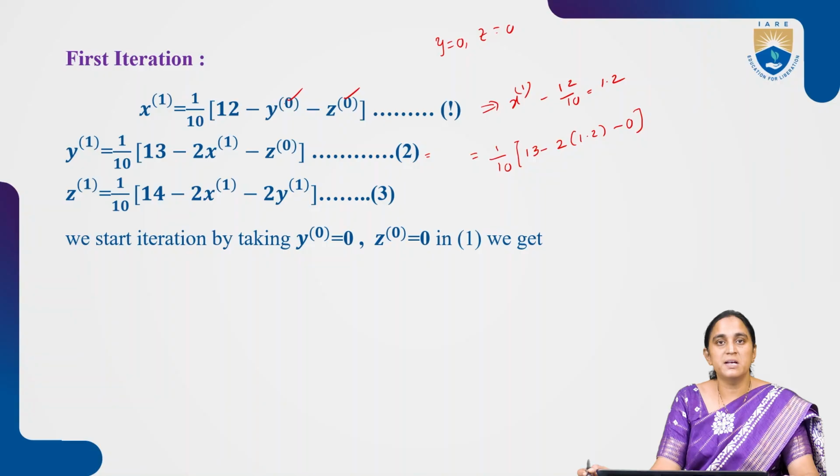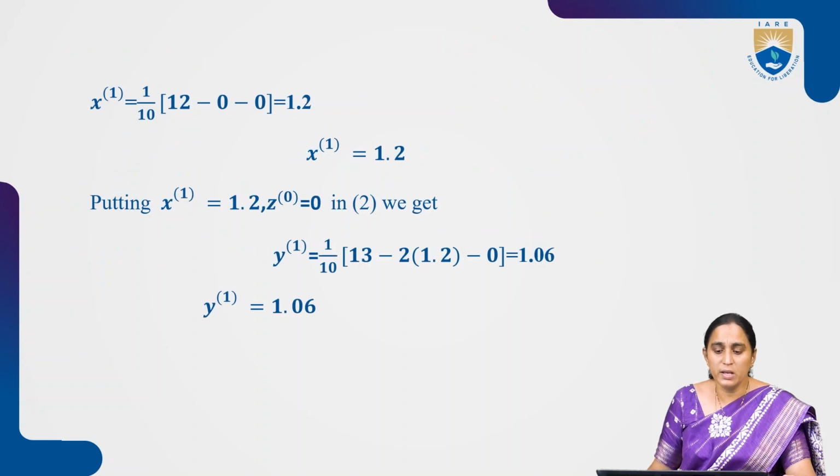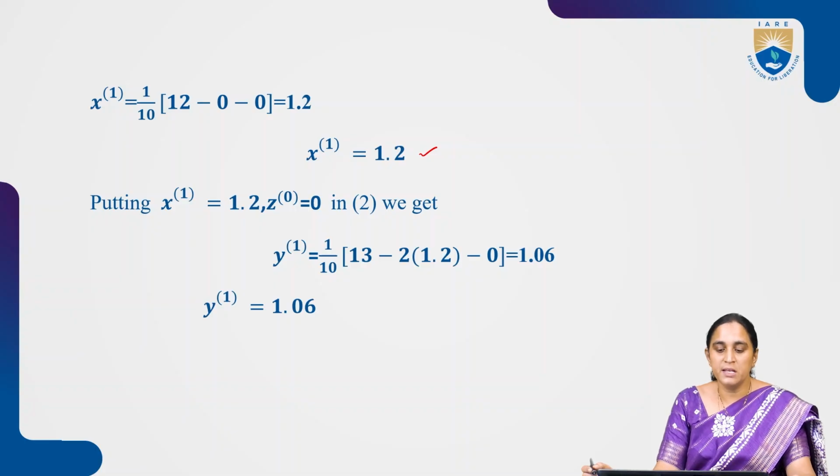Similarly, once you get x power 1 and y power 1, you can substitute the two values in the third equation to get z power 1. That is the concept I am writing here. We start the iteration by taking y power 0 is equal to 0 and z power 0 is equal to 0. We get the first value x power 1 as 1.2, already discussed. Then substituting x power 1 as 1.2 in the second equation with z equal to 0, we get y power 1 as 1.06.